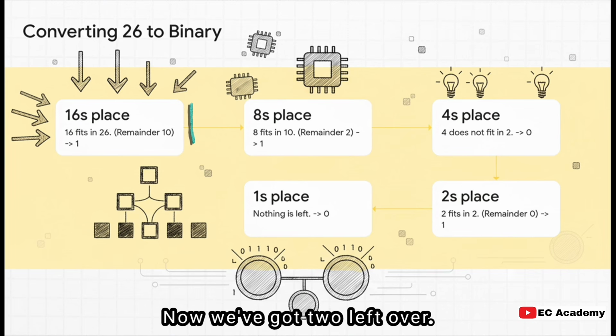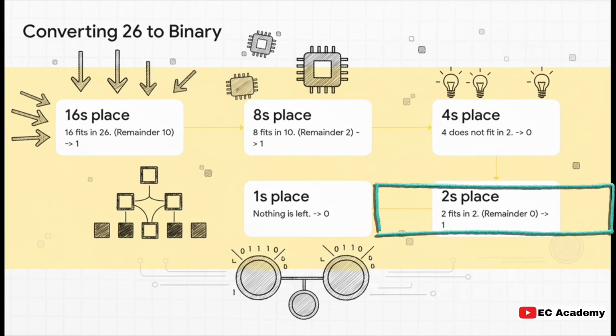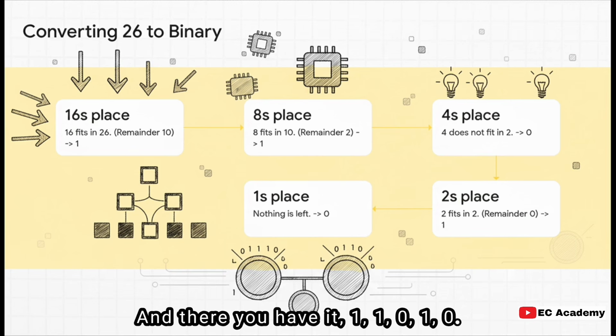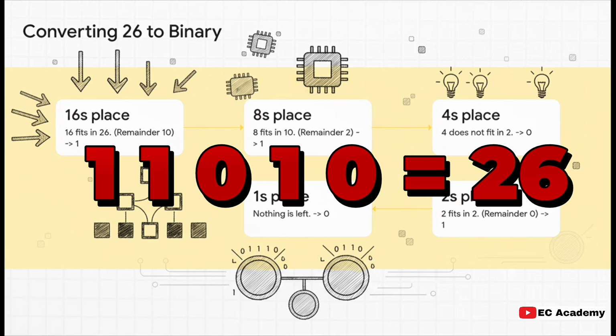Now we've got 2 left over. Can 4 fit into 2? Nope, that's a 0. How about 2 into 2? Yes, that's a 1. And with nothing left, the ones place gets a 0. And there you have it, 1, 1, 0, 1, 0. That's 26 in binary. Simple as that.